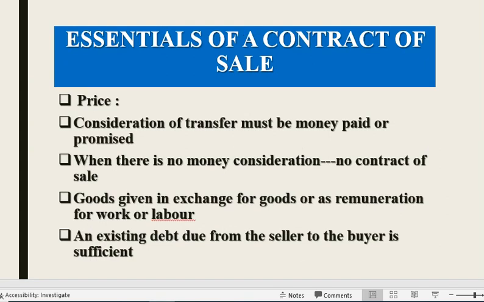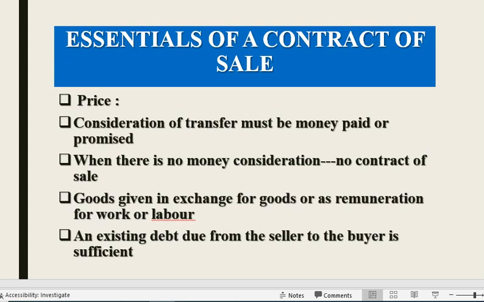Price. Consideration of transfer must be money paid or promised. It means if the contract of sale is on a cash basis, then the cash must be paid immediately, or it may be paid in the future. When there is no money consideration, there is no contract of sale. Like if a refrigerator is sold in exchange for an old refrigerator, then it is not a contract of sale. Goods given in exchange for goods or as remuneration for work or labor is not a sale.